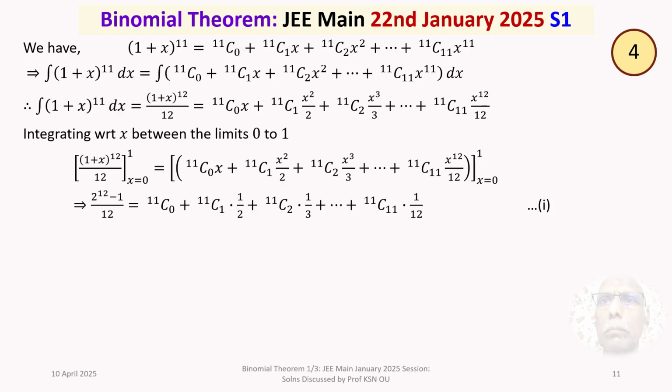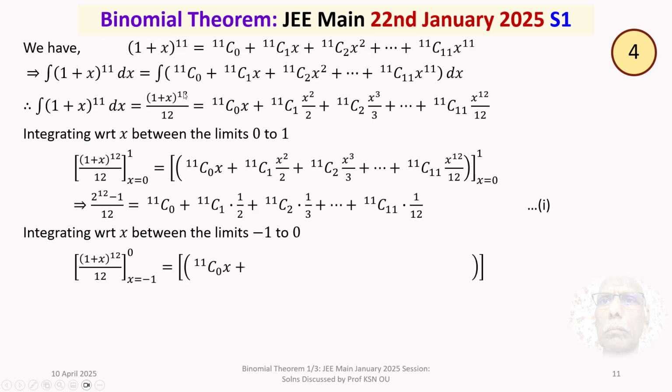Right. You take the integral, the above integral itself. Now evaluate this integral between the limits minus 1 to 0. So the integral as it is, but put the limits, lower limit minus 1, upper limit 0. So that will be (1 plus x) to the power of 12 by 12, x is equal to minus 1 to 0, and all this one between the limits x is equal to minus 1 to 0.